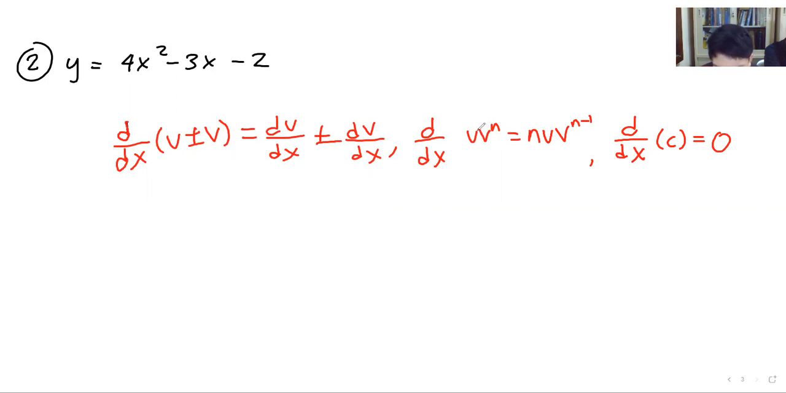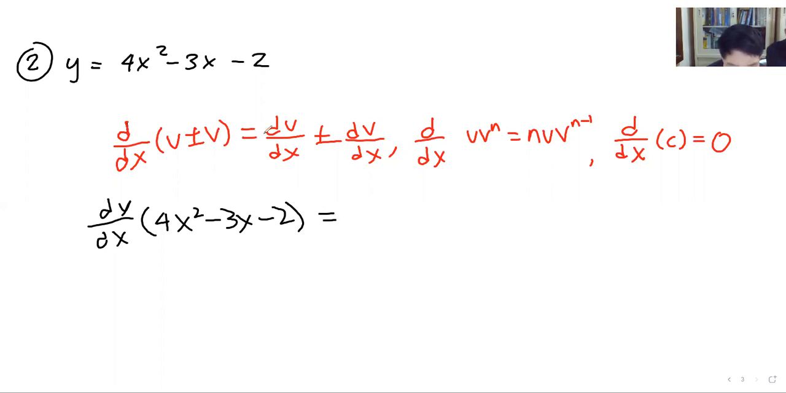Why? Because the c here has been proven. So for all constants, it's already solved. It will be 0. So d over dx of y is, okay, we use this plus minus, the sum and difference.